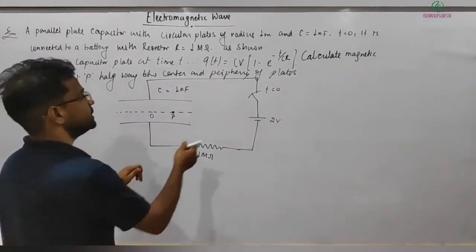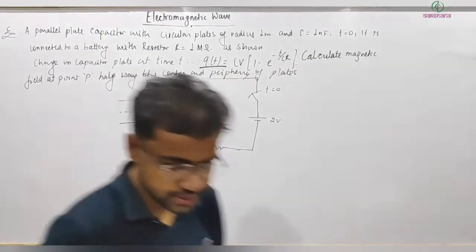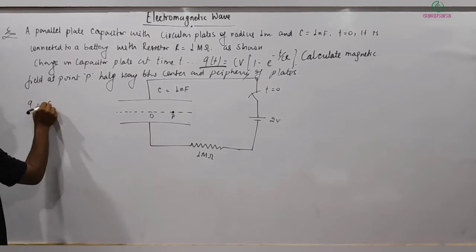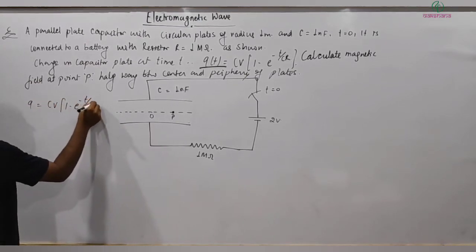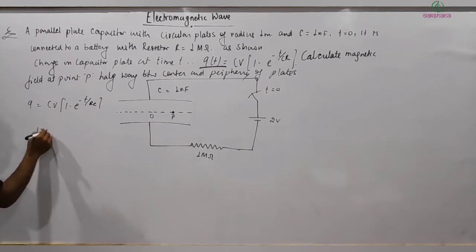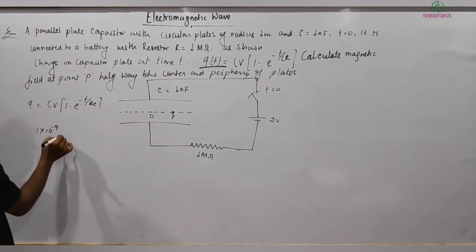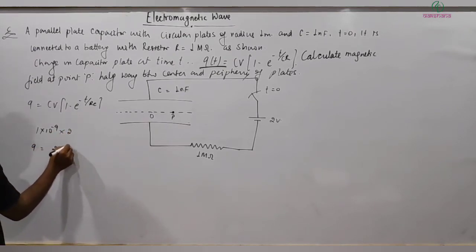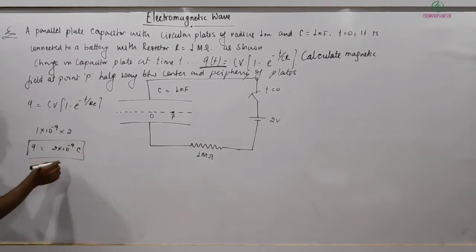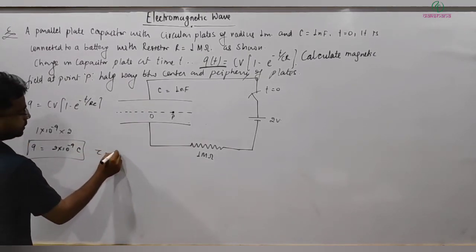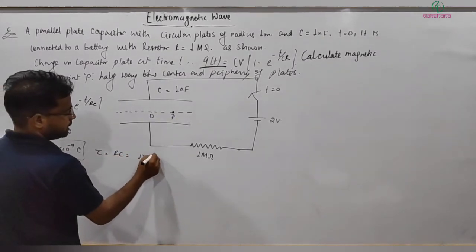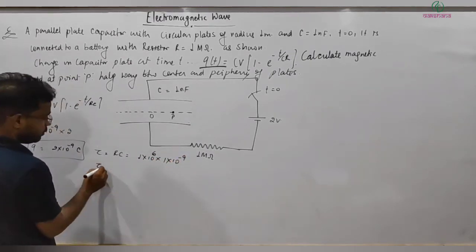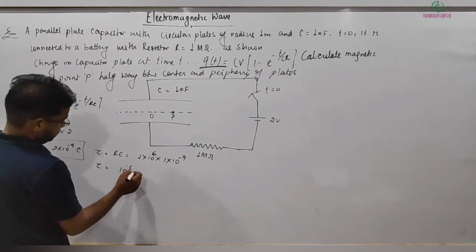It's also given that the charge on the capacitor as a function of time is Q equal to CV times 1 minus e to the power minus t by RC. Here C is 1 into 10 to the power minus 9 farad and V is 2 volt, so Q naught comes out to be 2 into 10 to the power minus 9 coulomb. And when we write tau equal to RC, R is 1 into 10 to the power 6 multiplied by C, 1 into 10 to the power minus 9, so tau comes out to be 10 to the power minus 3 seconds.